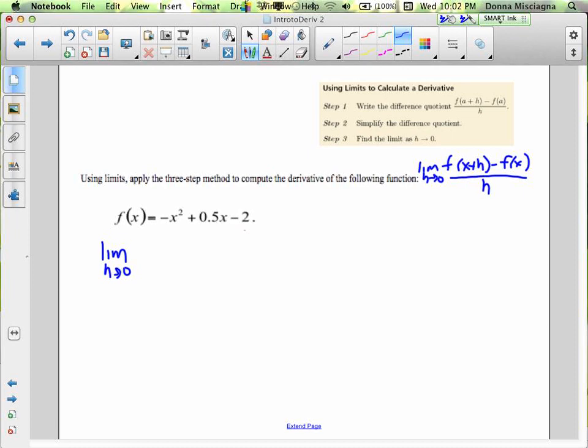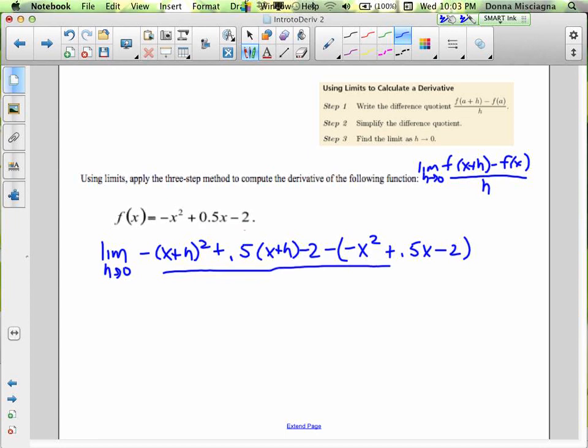All right, so now everywhere we see an x, we're going to plug in an x plus h. So we have negative (x plus h) squared plus 0.5(x plus h) minus 2, and then we're going to subtract f of x. So we're going to use parentheses, so remember to distribute the negative. So we have negative x squared plus 0.5x minus 2, and that's all over h.